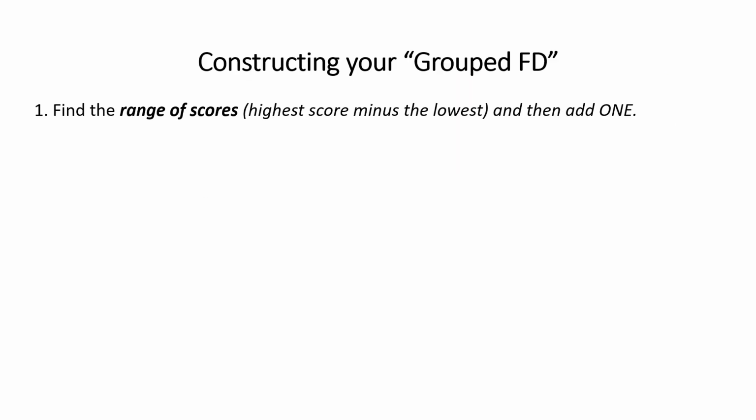How do we construct a grouped frequency distribution? Well, first off, how you construct it is up to you as a researcher. As the statistician, it is up to you how you want to exactly group it. But there are some general guidelines or rules. First, find the range of scores from highest to lowest. So take the highest score in the distribution.